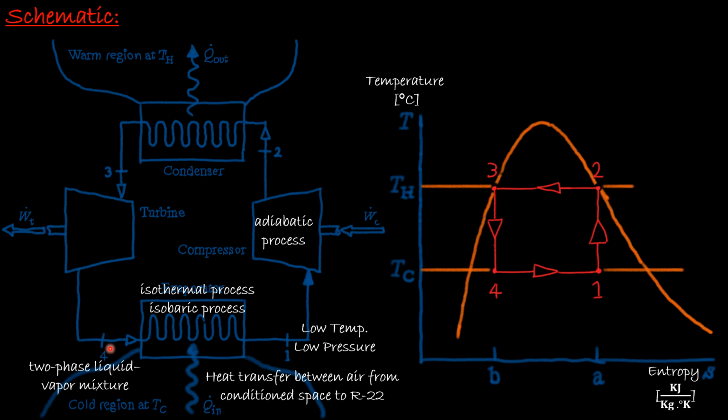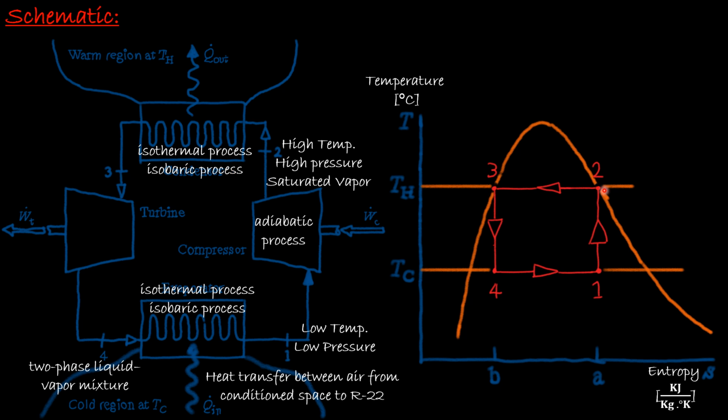Next, from state 1 to state 2, the refrigerant is compressed adiabatically from state 1, where it is a two-phase liquid-vapor mixture, to state 2, adiabatically, meaning without loss or gain of heat from or to the surroundings. And the refrigerant R22 will exit the compressor as a high temperature, high pressure, saturated vapor, and that's what we have in here. State 2 is a saturated vapor. Then it will enter the condenser.